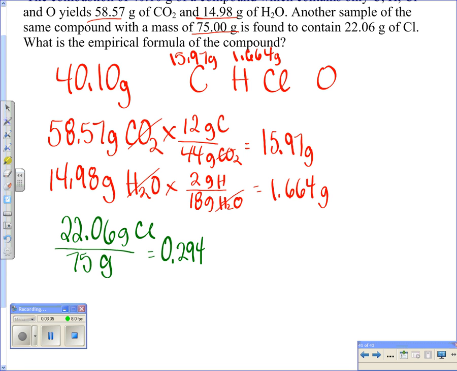And so if I wanted to convert that to a percent, I could, but that's the fraction of chlorine in that compound. And so I know that 0.294 of the total compound, which is 40.10 grams of our original compound, going back to the first sample, has got to be chlorine. And so if I multiply that out, I get the grams of chlorine, which comes out to be 11.79.